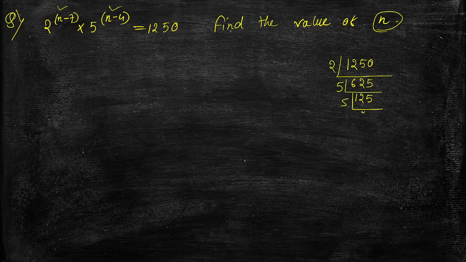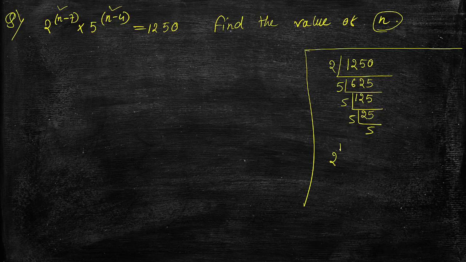Again 5, that is 25. Again 5, that is 5. So the prime factorization is like 2 to the power 1. For your understanding I am writing 1, but you don't need to write 1, because if there is nothing, that means the power is 1 only, and 5 to the power 4. So this is 2 to the power n minus 7 into 5 to the power n minus 4, and we can write 1250 as 2 to the power 1 and 5 to the power 4.